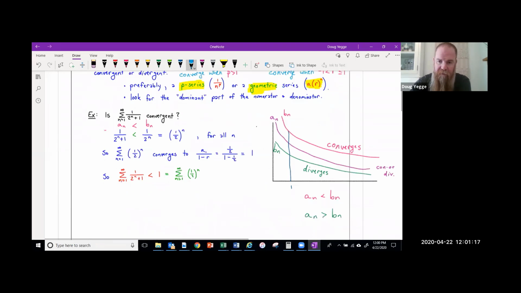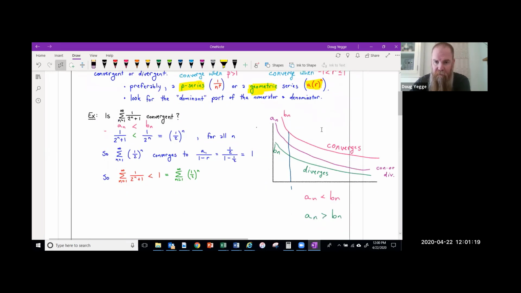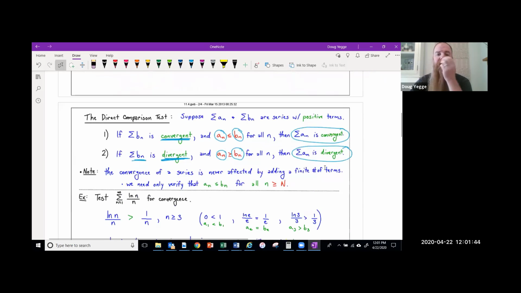which is why I would suggest understanding this graph. This is really the whole point of this problem. Understand the graph so that you could say if the sequence is underneath a convergent sequence, then the series converges. If the sequence is above a divergent sequence, then the series diverges. And that's what I would suggest you recognize and remember. Okay.